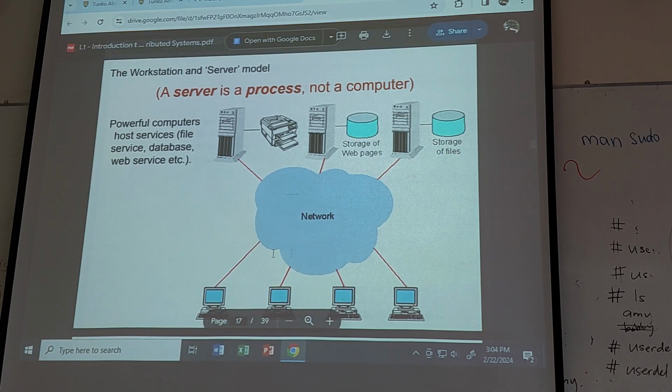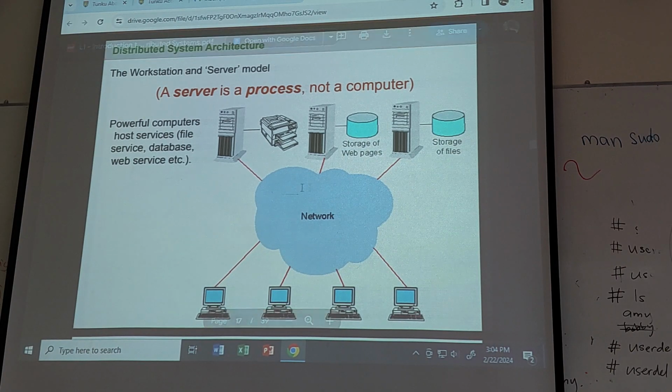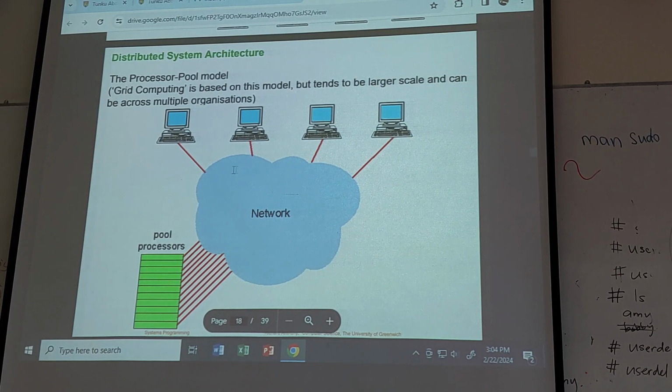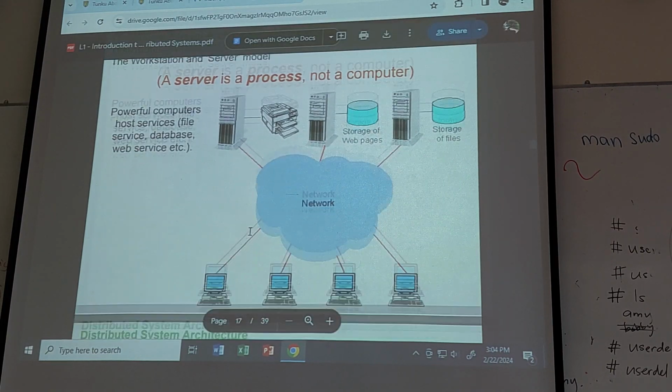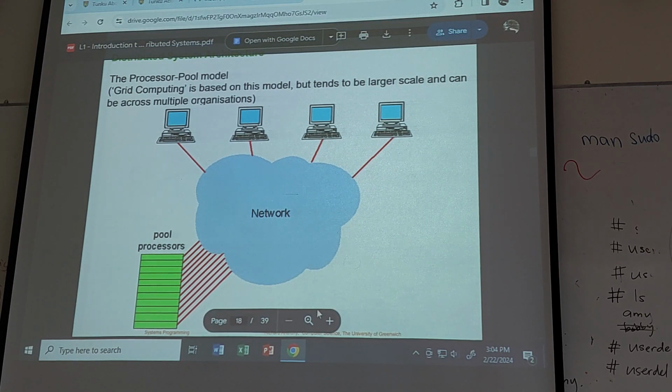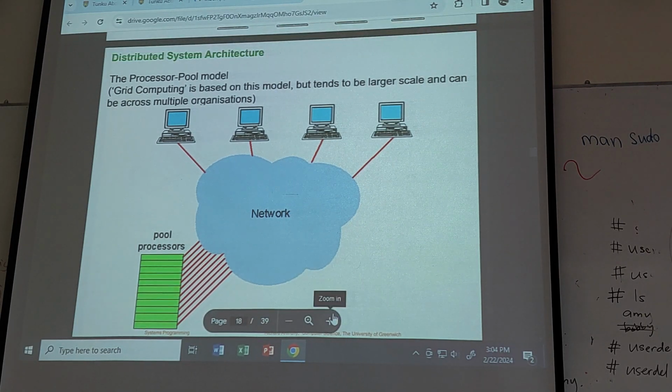Okay, this is the distributed system. Of course, we have a lot of servers. These servers are describing the processes. And you are connected using network. And you can have a distributed system using processor. You have processor on the rack.